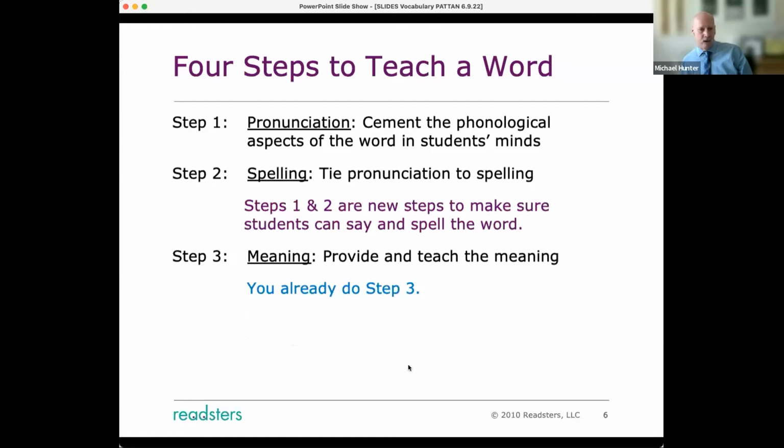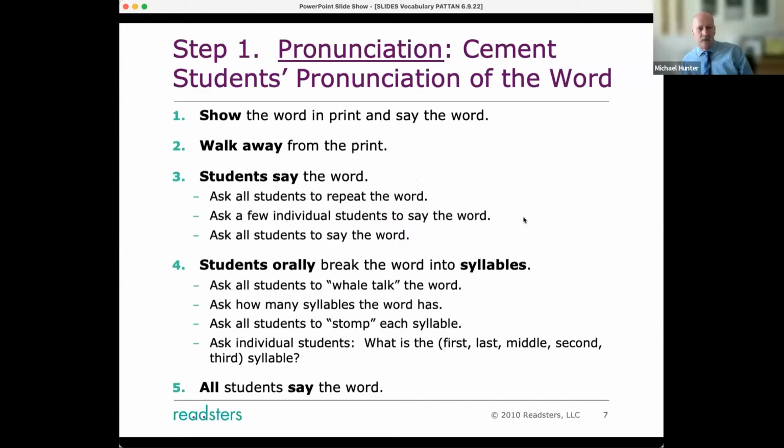Okay, so these are the steps we do in step one. I'm going to teach you these in just a moment to demonstrate, but we first show the word in print and we say the word for the students. Then we're going to step away from the print for a moment and have the students focus on the sounds of the word. Make sure that they can pronounce the word accurately, that they tune into the actual sound of the word, the pronunciation of the word.